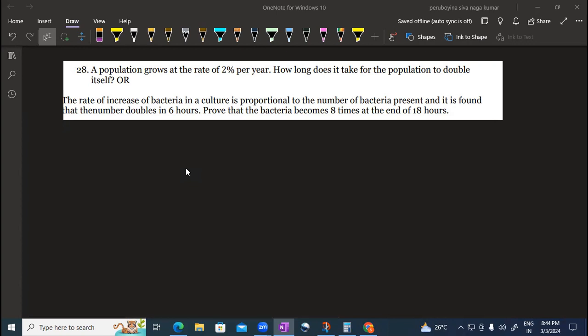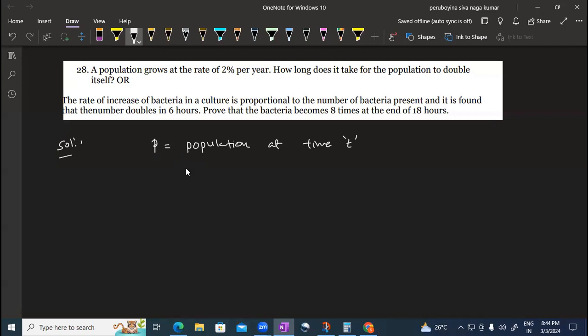Question number 28. Population grows at the rate of 2% per year. How long does it take for the population to double itself? So let us suppose P be the population. P equal to population. You have to write these steps. Population at time t.